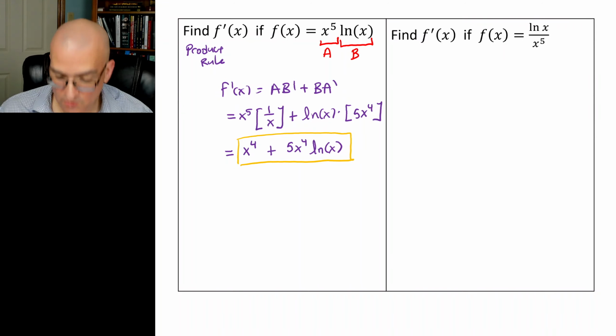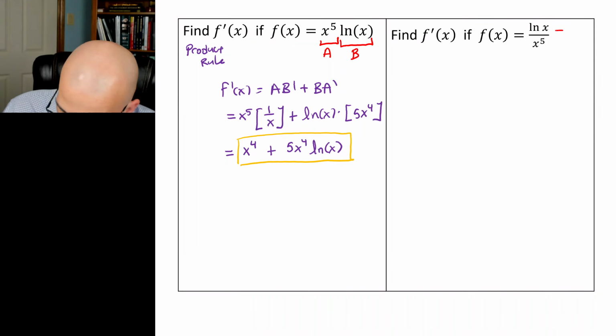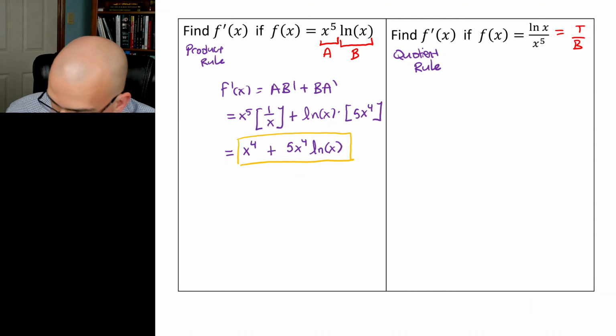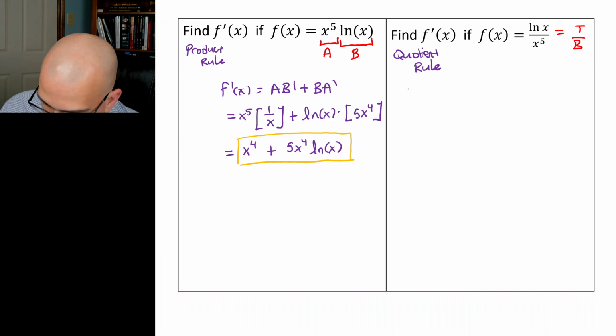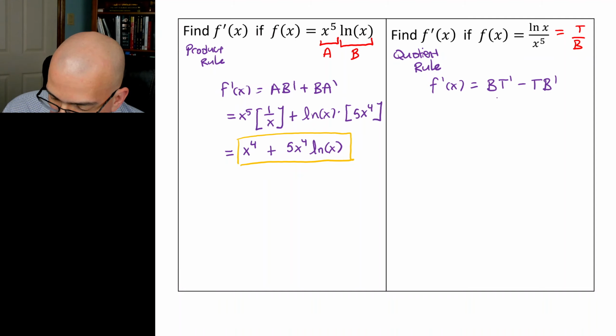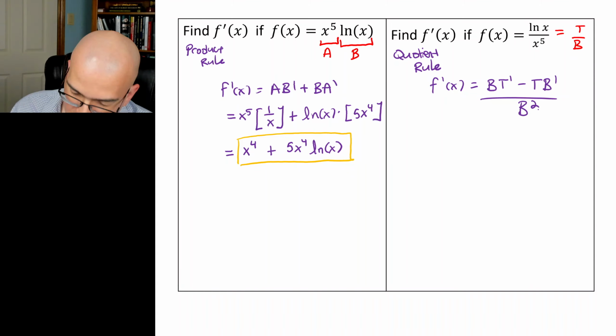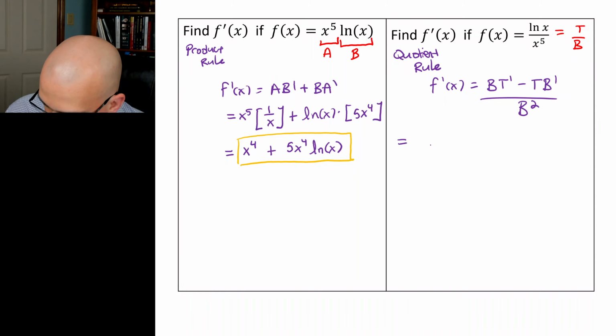Next question involves a quotient rule. This is a t over b, top function over bottom function. So quotient rule. So we saw a chain rule for log functions, a product rule for log functions, and now a quotient rule involving log functions. So our derivative f prime of x will be the bottom function times the derivative of the top minus the top function times the derivative of the bottom divided by the bottom squared. And we'll get the following.